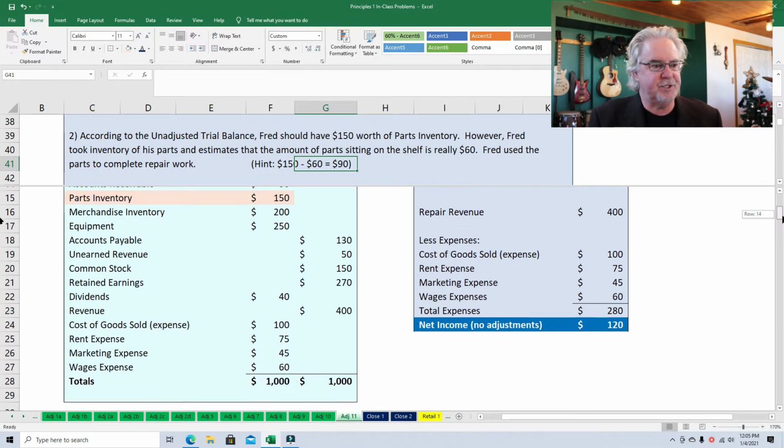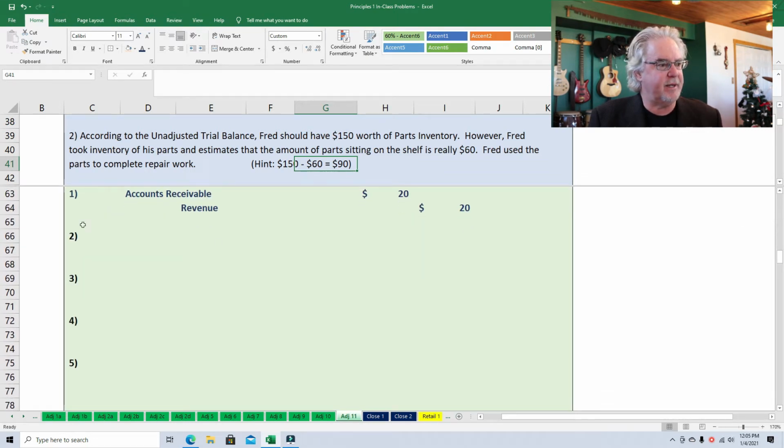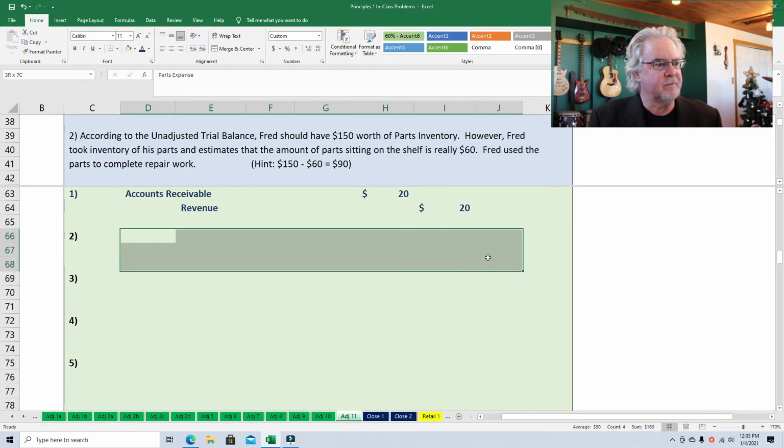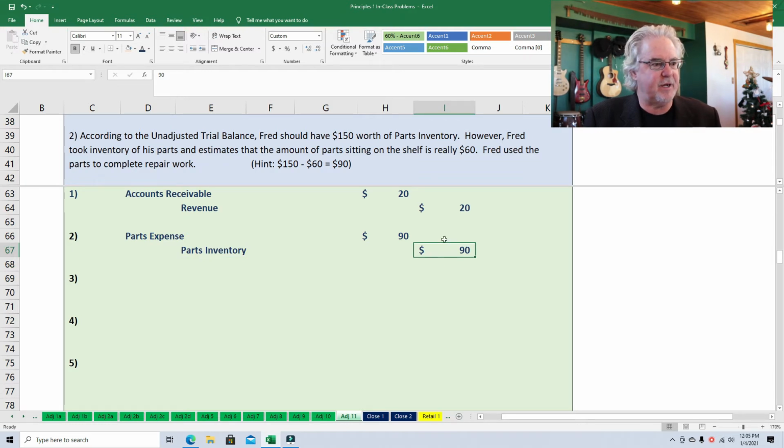So let's go down to our adjusting entries. And this is what it would look like. Okay, so Fred would debit parts expense for $90. Now, expenses are usually always listed first. I mean, usually, sometimes they're listed second, but like 99% of the time you list them first. So parts expense, $90 listed first. Parts inventory, we're crediting parts inventory to decrease the parts inventory, to drop it down by $90.